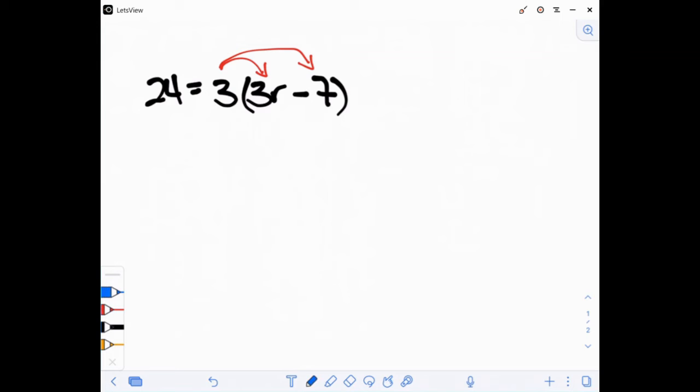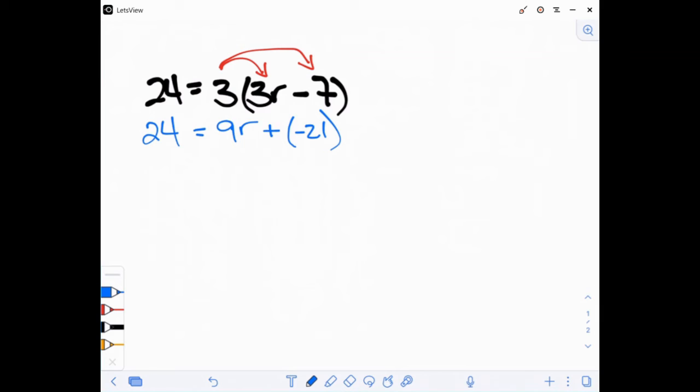So if we do that, we have 24, nothing on the left side yet. That equals 9r. 3 times 3r is 9r. Plus 3 times negative 7, that's negative 21. So what's the next step? We need to isolate the variable. We're trying to solve for r.